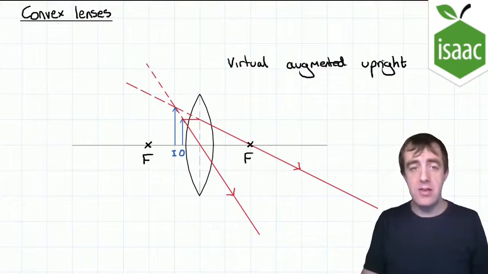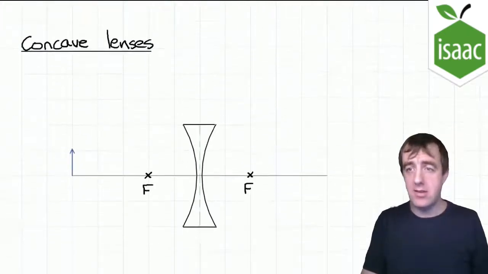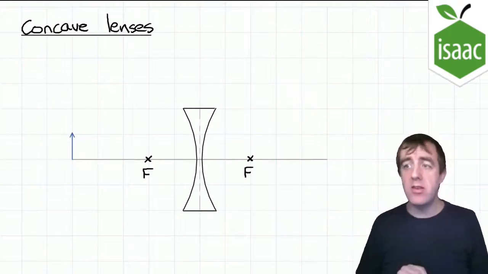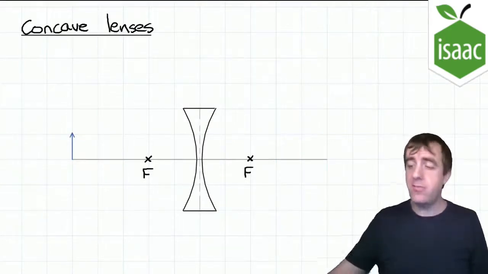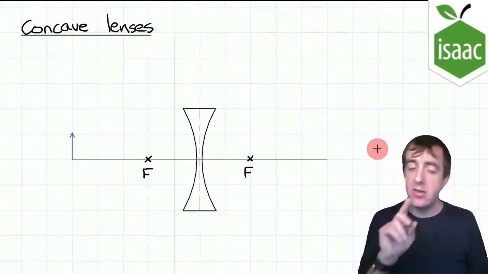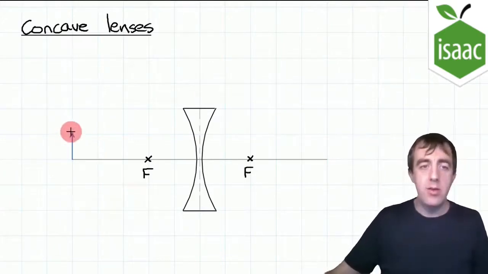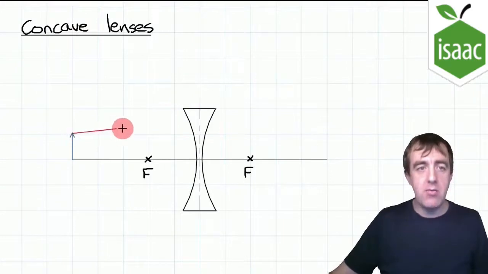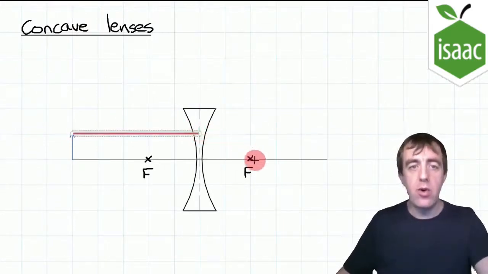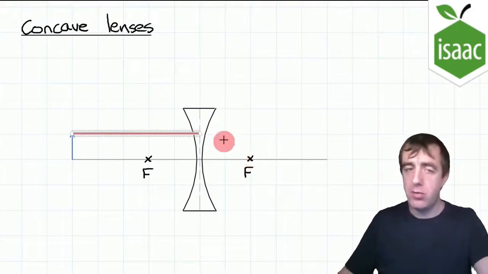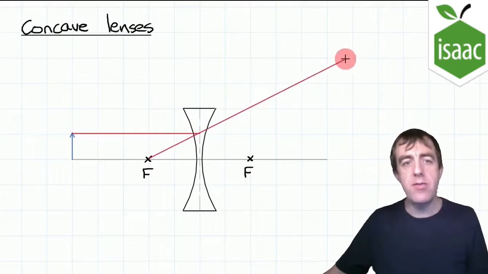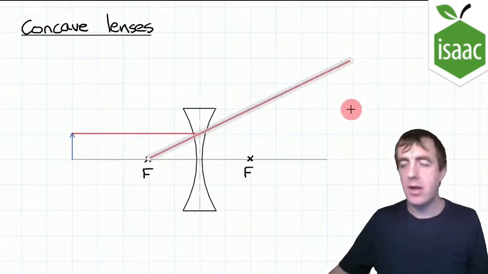The other type of lens is a concave lens. Concave lenses are thinner in the middle than they are at the edges. The principal rays for concave lenses are slightly different. With the first principal ray, rather than being refracted towards the far focal point, it is refracted away from the near focal point, like that.